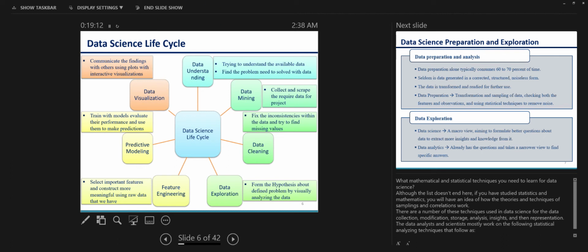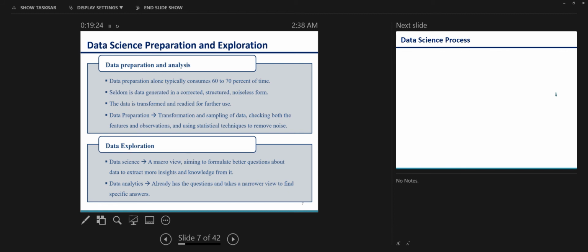So these are the whole life cycle of data mining and data science. Next we are going to talk about data preparation and data exploration: how to prepare the data, analyze it, and understand it, and how we are going to explore that data.